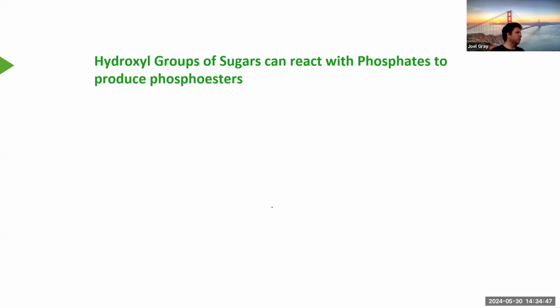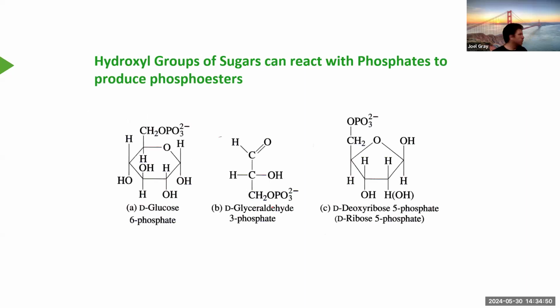We've already kind of seen that with glucose 6-phosphate. Some good examples are glucose 6-phosphate, which is the product of our enzyme hexokinase. Glyceraldehyde 3-phosphate, which is one of our products from the cleavage of that 6-carbon fructose 1,6-bisphosphate. And then we've also got deoxyribose 5-phosphate or D-ribose 5-phosphate. It all depends on what you see at this position. Has that sugar been reduced or has it not been reduced?